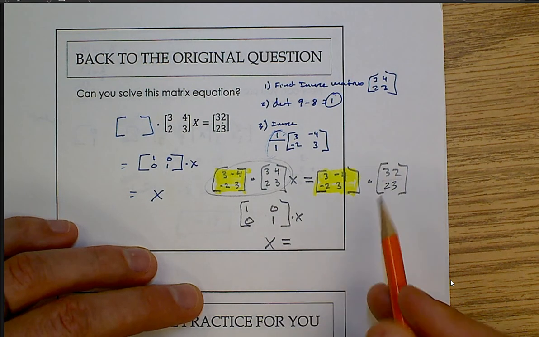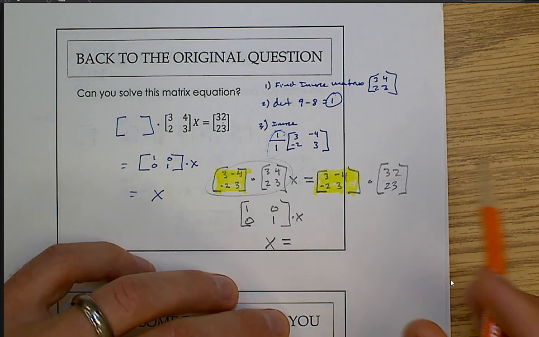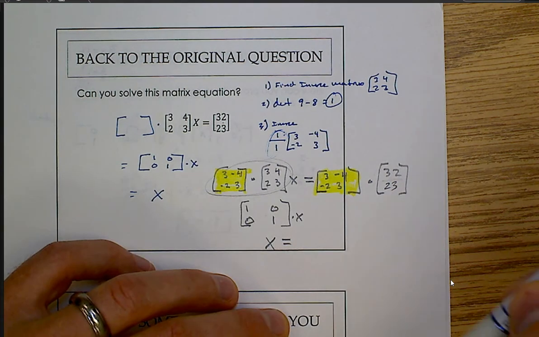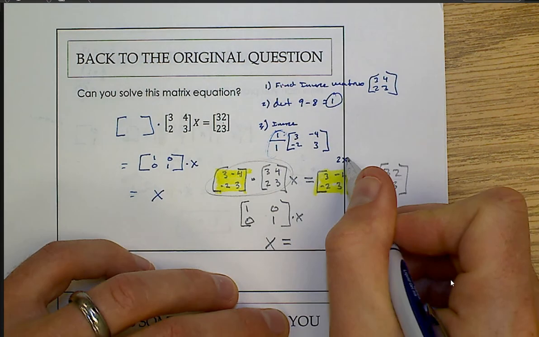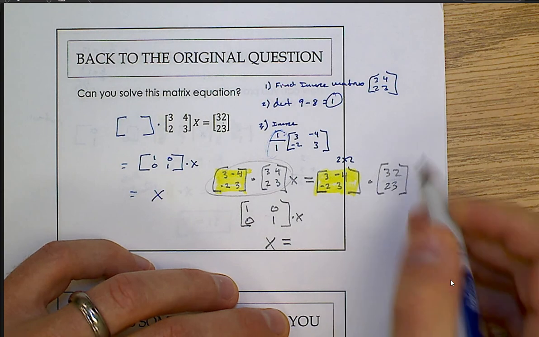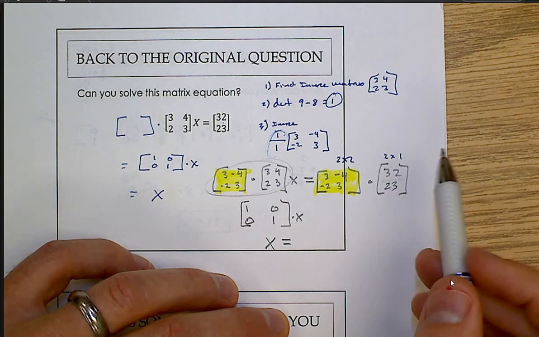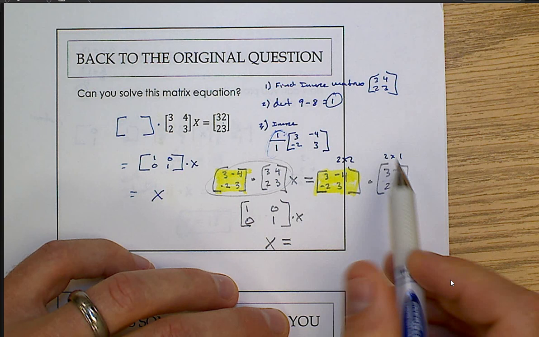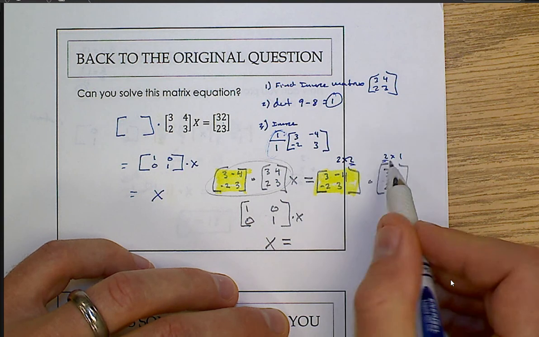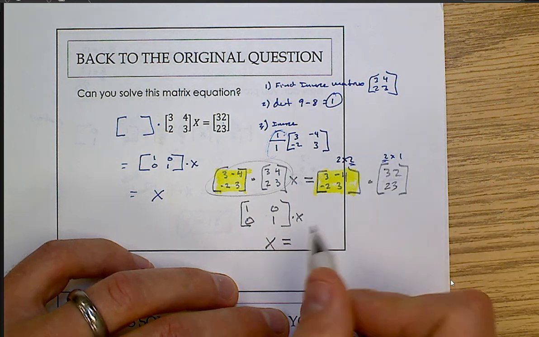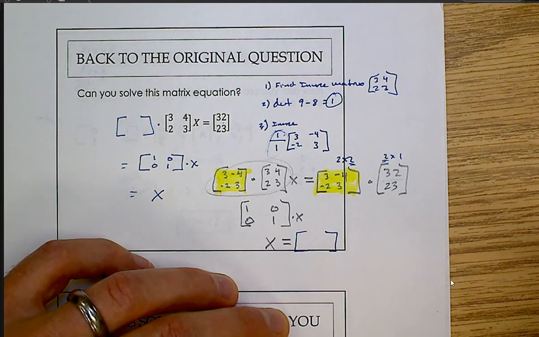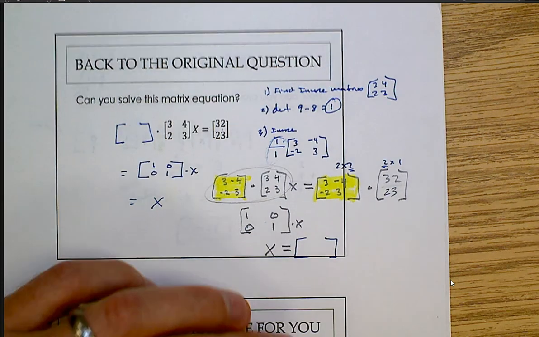So really I just have x equals now, because this times x is just x. And now I need to multiply this. Let's just double check that we can do it, right? This is a 2 by 2. What is this? This is a 2 by 1, because there's just one column. So my inner 2's are good, so my answer is just going to be a 2 by 1. So how do we do that? We do it the same way we did the other ones.